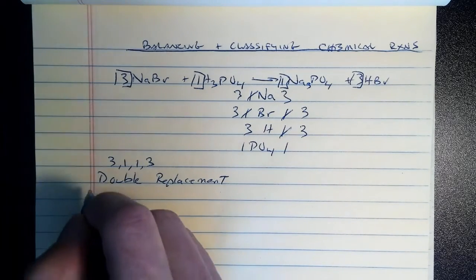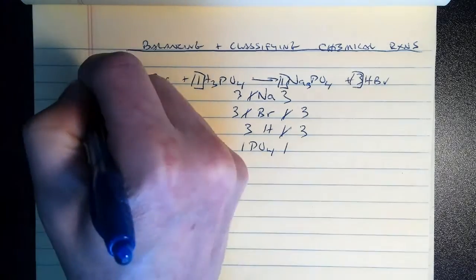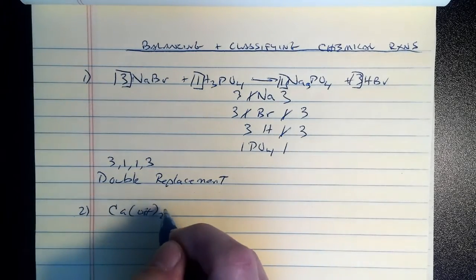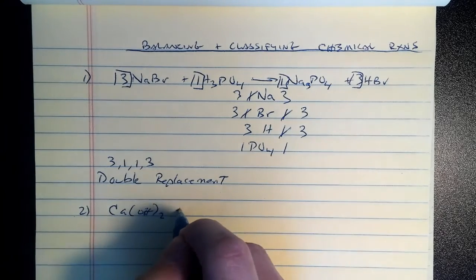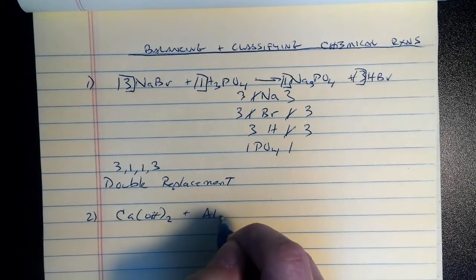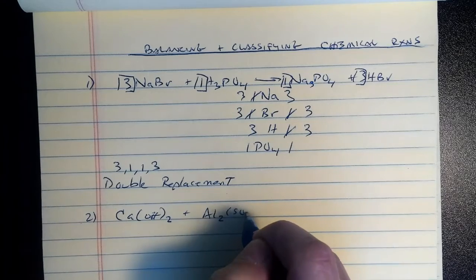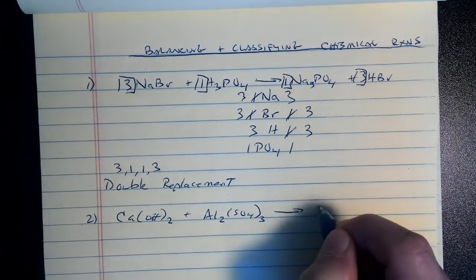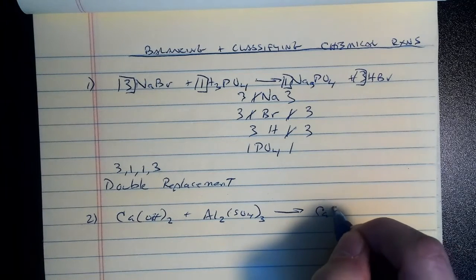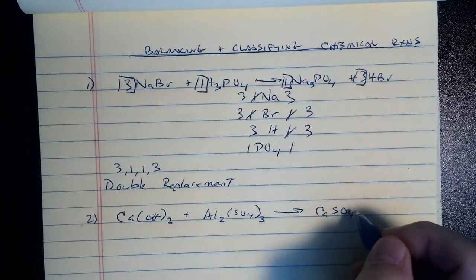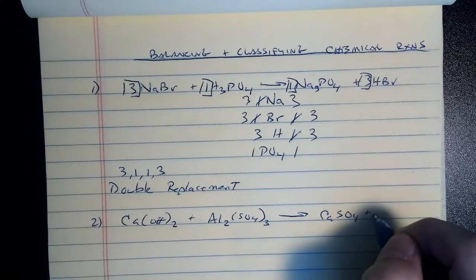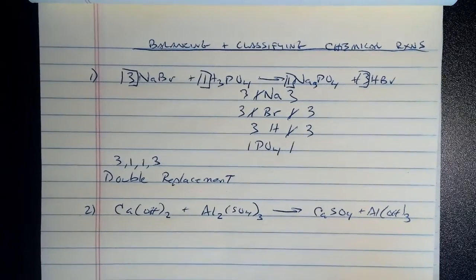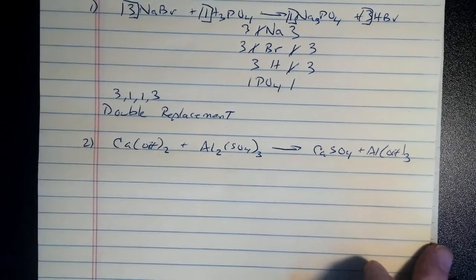On the second one here, we'll put this number 1, Ca(OH)2, and it's going to react with aluminum sulfate to make calcium sulfate, CaSO4, plus aluminum hydroxide, so Al(OH)3. Now right away you can see a couple of polyatomic ions in this.